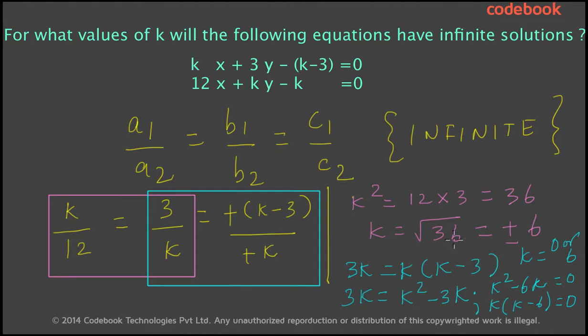So in the first case we had K is 6 or minus 6. In the second case we have K is 6 or 0. So the common is K equal to 6. So here we can say that when K is equal to 6, these two equations will have infinite solutions.